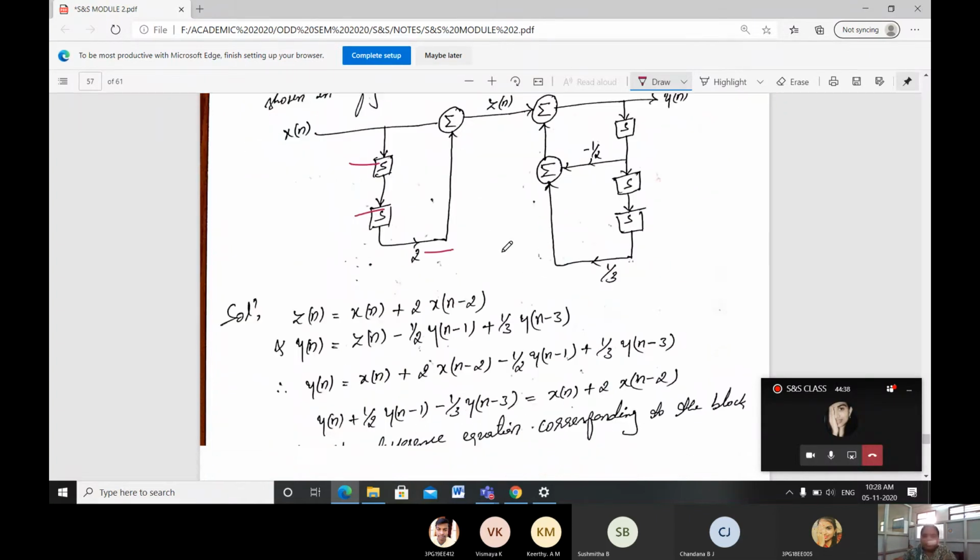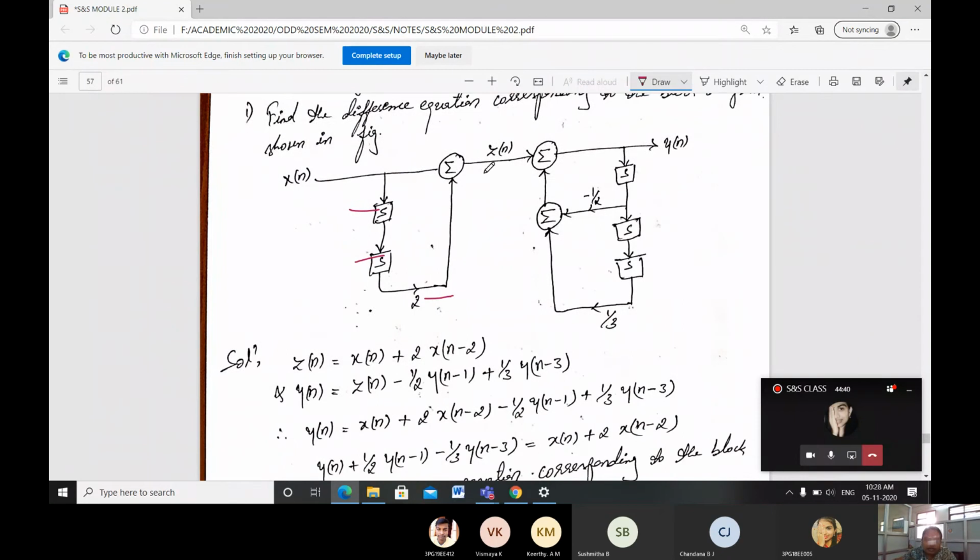What you have to do? First find out what z of n is. What is our z of n? That is equal to x of n plus two delay functions, so x of n minus 2 with the scaling factor 2. That's what is written here.